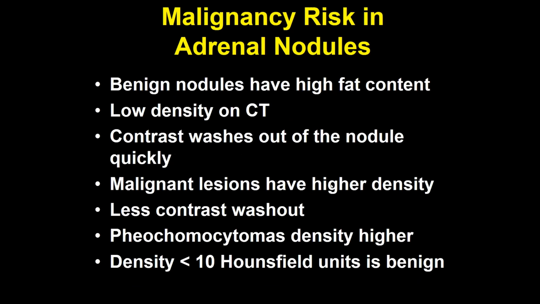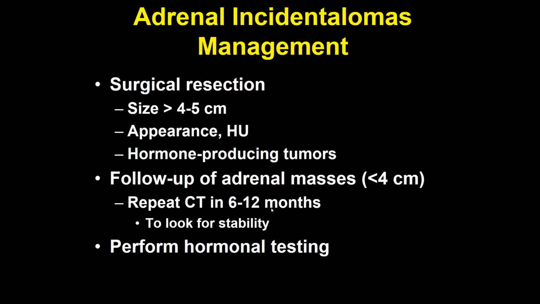So we talked about malignancy risk. What are we looking for? Generally, benign nodules are going to have a higher fat content. They're going to have a low density and a rapid washout, versus a more malignant lesion, which is going to have a higher density and less contrast washout. So it's often going to be very clear from the radiology report that we're looking at something of more concern. Pheochromocytomas tend to have higher density. If it's under 10 Hounsfield units, generally these are going to be benign nodules, we find.